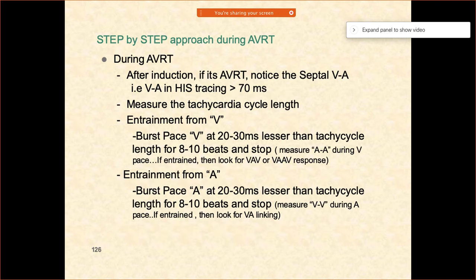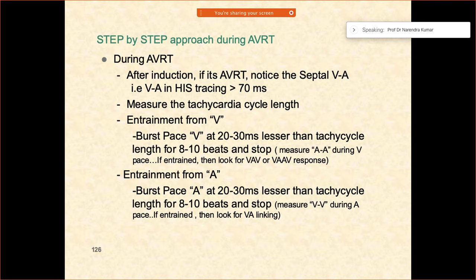So yes, during these maneuvers itself, you may be able to induce the tachycardia. If not, you can use an isoprenaline infusion, atropine as well. And during the tachycardia, what you should do is try to see, first of all, the VA interval: is it less or more than 70 milliseconds? Okay, measure the tachycardia cycle length.